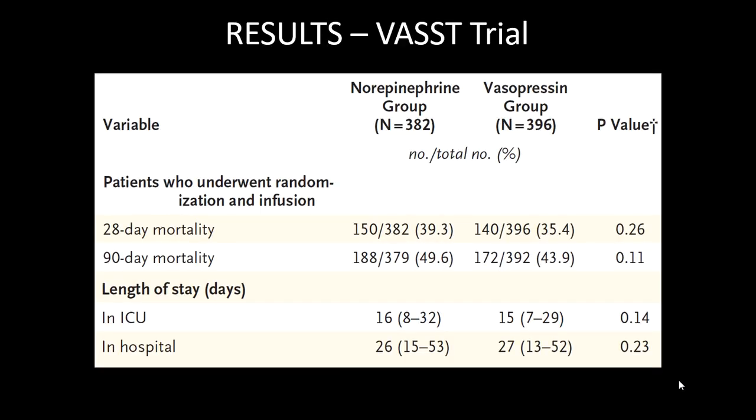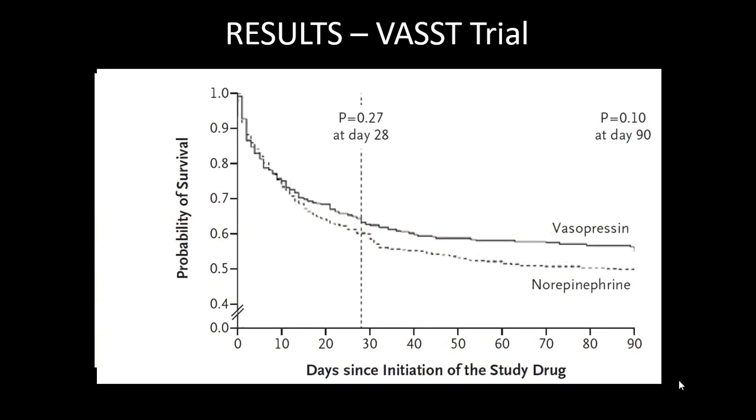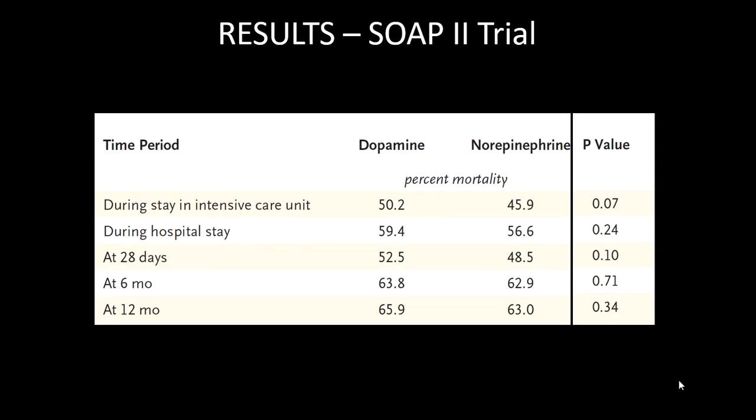In the VAST trial, they compared norepinephrine to vasopressin, and what they found was there was no difference in 28-day mortality or 90-day mortality, and no difference in ICU length of stay. But in a smaller, sicker subgroup, the administration of vasopressin did cause a reduction in norepinephrine usage, and that's the reason we look at the APACHE score when considering vasopressin usage. It was statistically non-significant. In the SOAP2 trial, there was no statistical difference in ICU stay, hospital stay or mortality, but dopamine use increased arrhythmogenicity. There was more incidence of cardiac arrhythmias in the dopamine group versus the norepinephrine group.